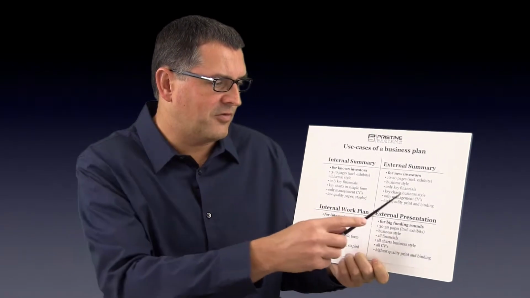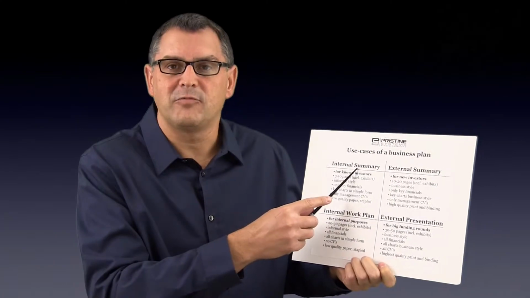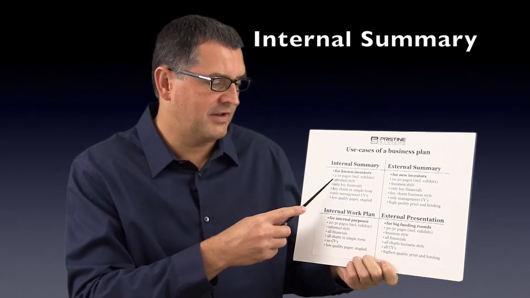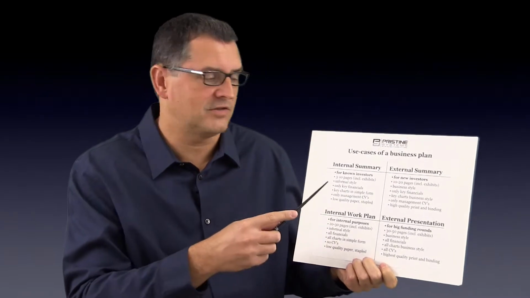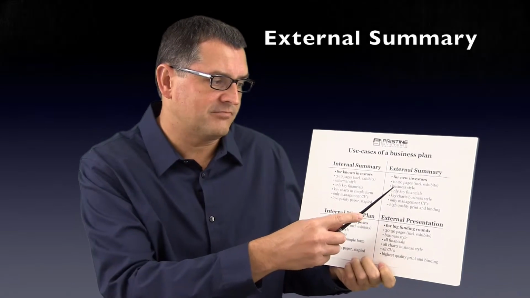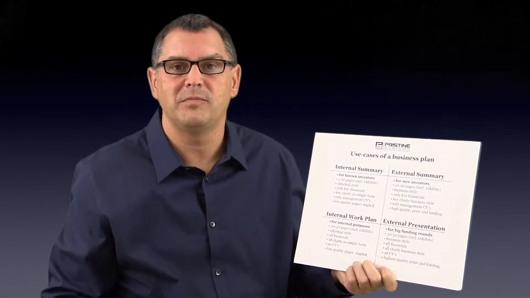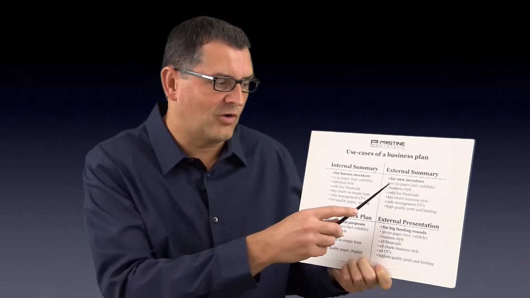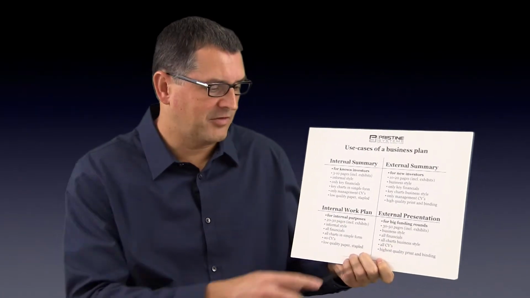So let's start with the first row. The first row is just a summary level in both cases. The internal summary can be quite short, like 3 to 10 pages, really short. The external summary can be a little bit longer, but needs to be in the range of 10 to 20 pages. I mean, 10 might be quite okay. Don't go more than 20 in this case. It doesn't really make sense because then you would be here.